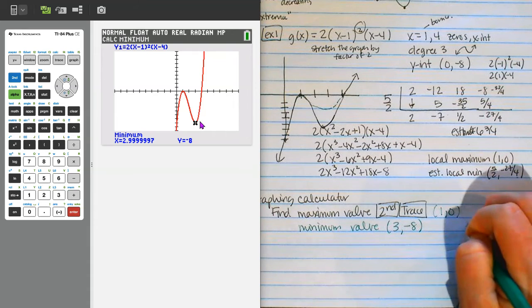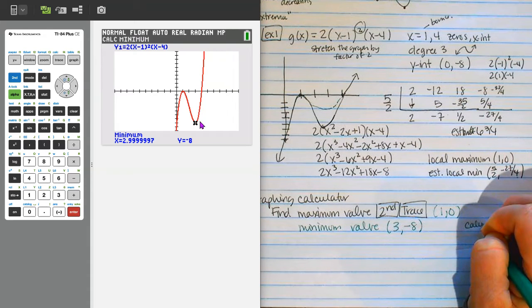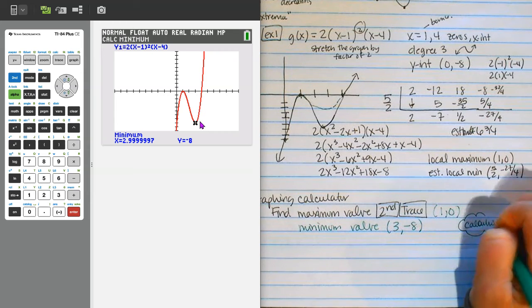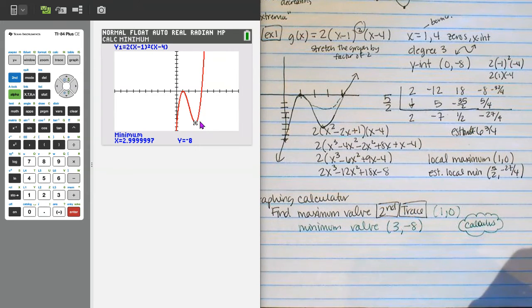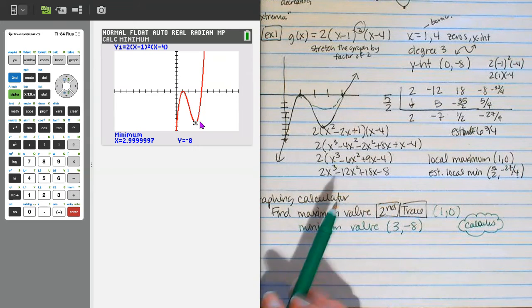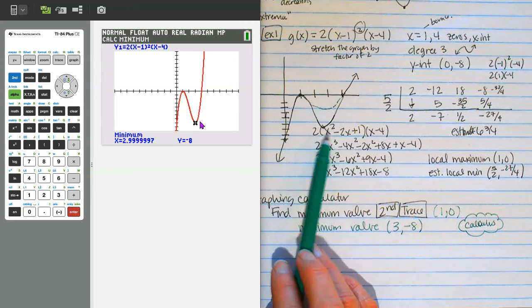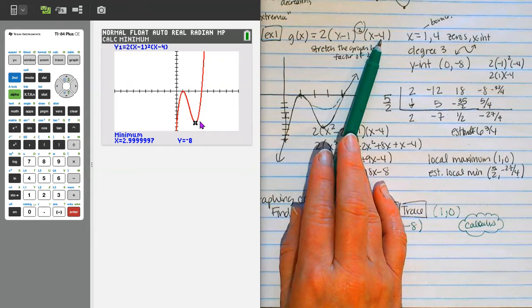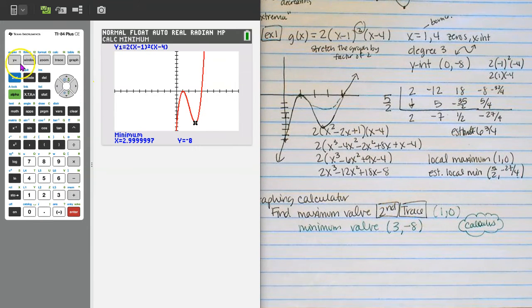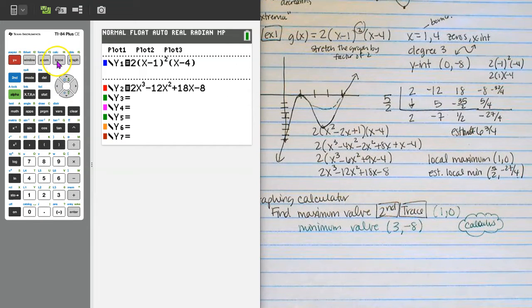When you get to calculus, we will find these points exactly without a calculator, and we'll do a better job than our calculator, just like we did with the maximum value here. So what you can do is type in your equation exactly as it's given to you in the y equals, and then graph it, and then look for those minimums and maximums. Let's do one more.